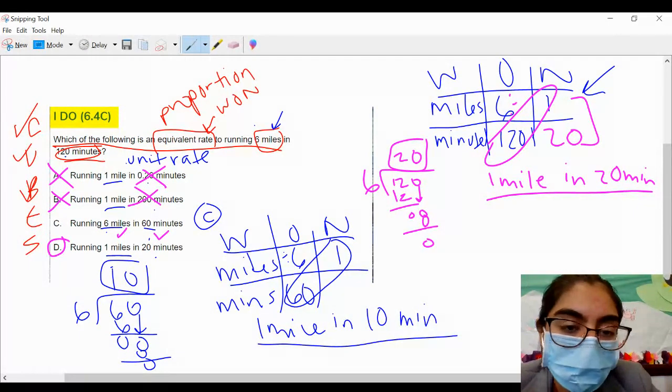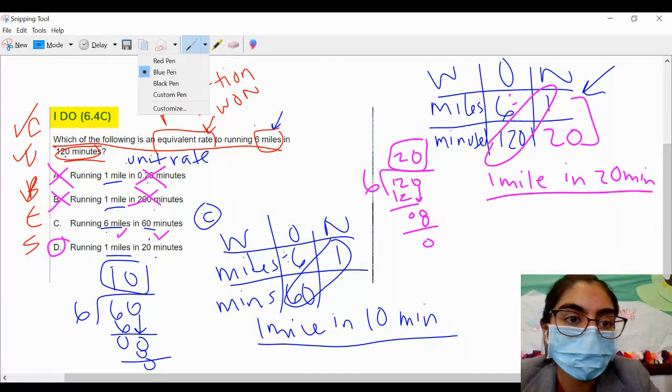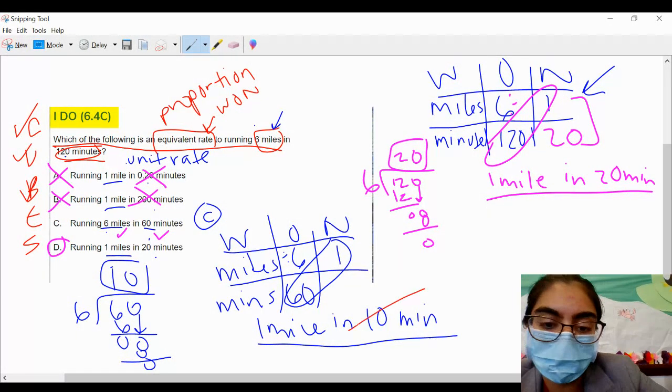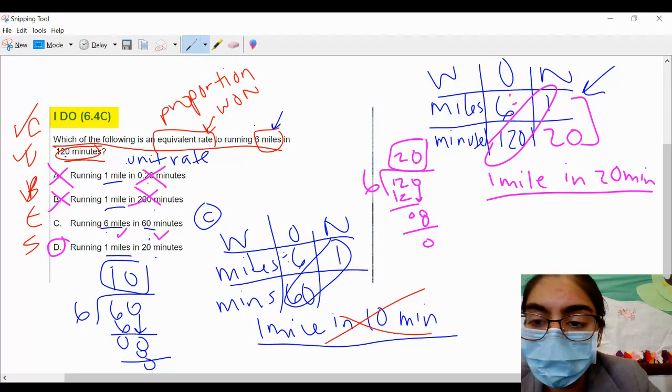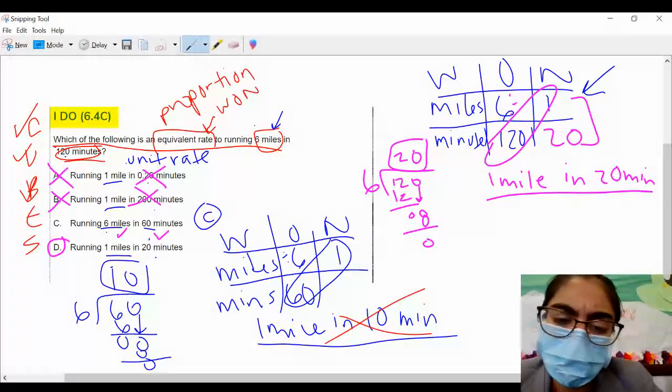Well, let's look at our question. We're looking for an equivalent rate, right? Well, for sure, those things are not going to be equivalent, because someone who runs 1 mile in 20 minutes is slower than someone who runs 1 mile in 10 minutes.